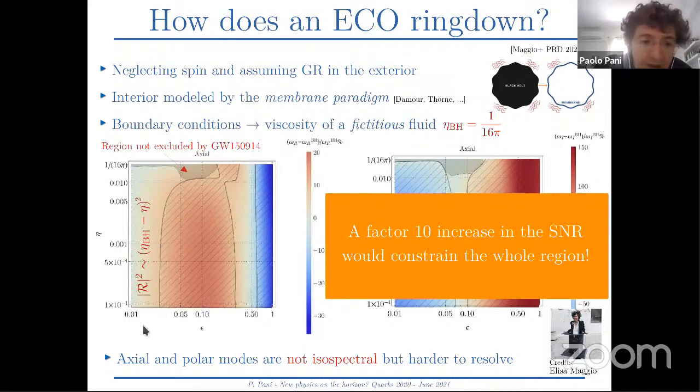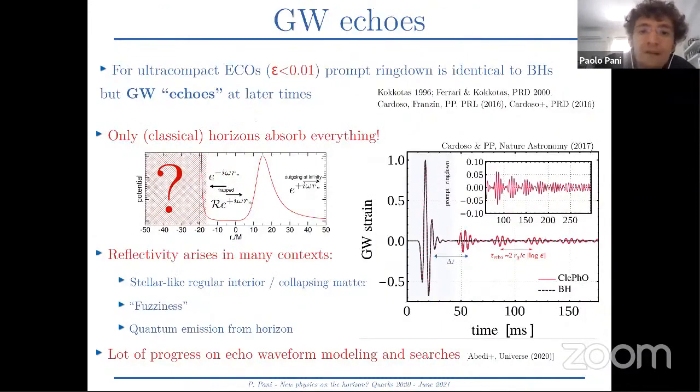An important point is that you see this diagram stops at epsilon 0.01, and the reason is that for smaller epsilon, the prompt ringdown is identical to that of a black hole, because it's essentially related to the photon sphere barrier that is present in any ultra-compact object. However, in this case, what will happen is that there is a post-merger signal that appears some time after the prompt ringdown. The initial prompt ringdown is identical to black holes, but then because of modes that can be trapped within the potential barrier of the object and its interior, there are what have been called gravitational wave echoes appearing at late time.